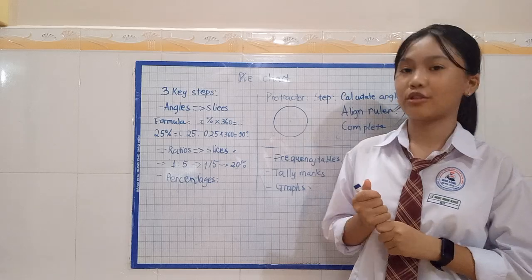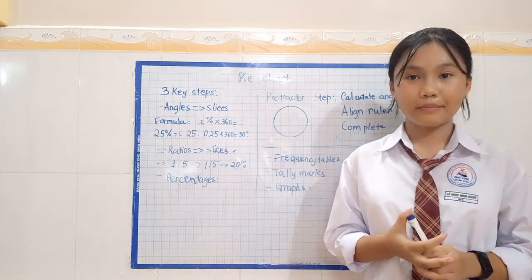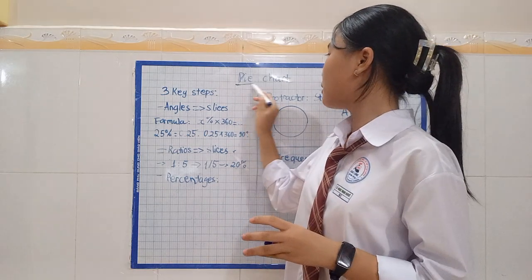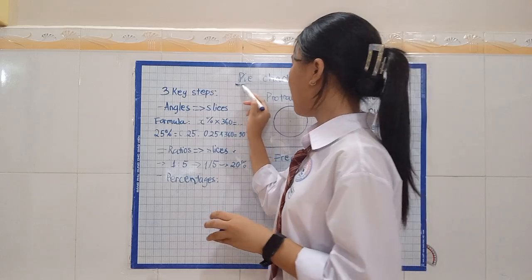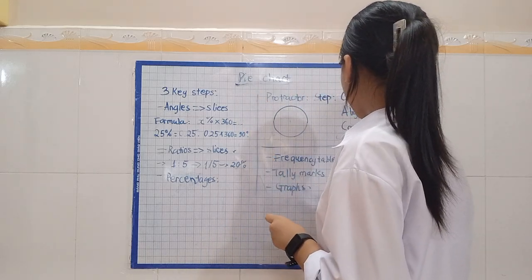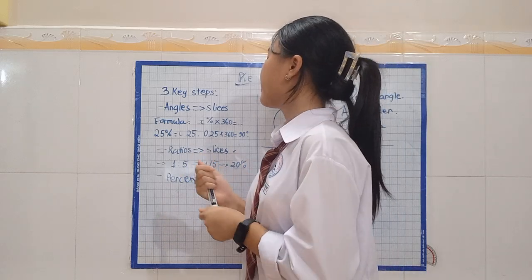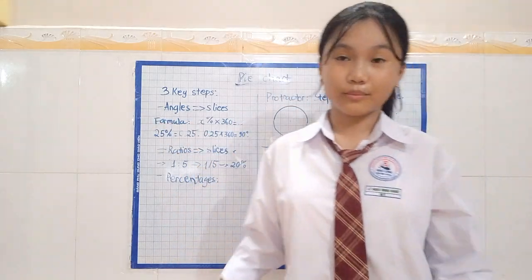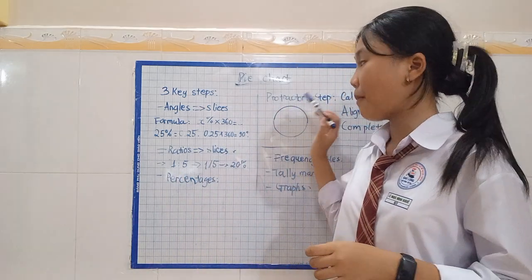Alright, so first let's talk through the three key steps that we always need to finish well so that we get our pie chart right. This is a really crucial thing that we need to focus on before we move on to anything else. So first, let's look at angles. Angle is basically the most important thing. It relates to the slices in our pie chart.